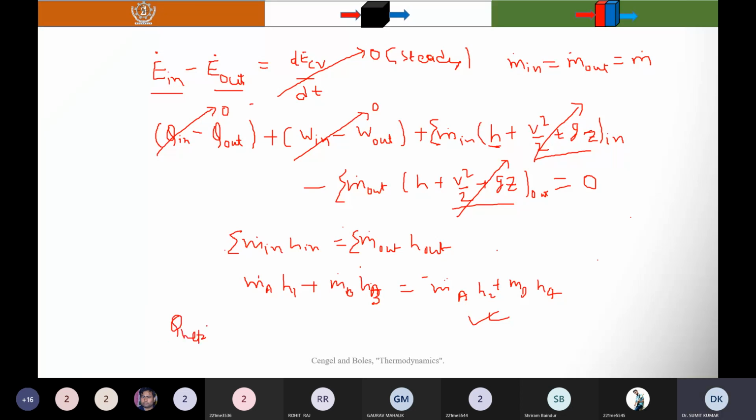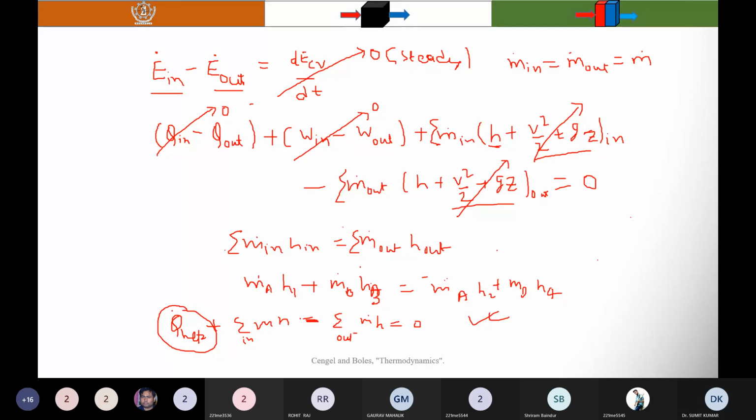Then you can write plus summation m into h out, or you can write a minus sign here also, better: Q net plus summation m h in minus summation m h out equals 0. So how you have considered the boundary or control surface is very important. Now what is this Q? This Q represents the net energy exchange between fluid A and fluid B.